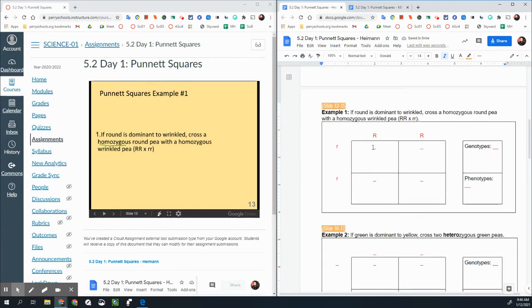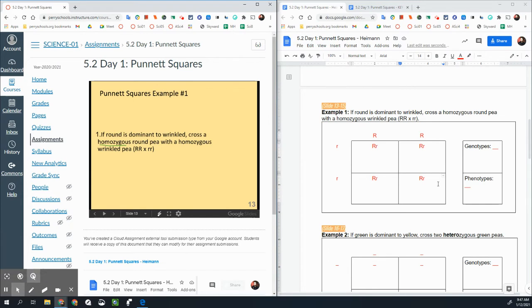All right, so I'm gonna mix these, and this will get a capital R from the top and a lowercase r from the side. This one here will go to capital R from the top and a lowercase r from the side. This one will go to capital R on top and a lowercase r from the side. And again, same capital R from the top and a lowercase r from the side.